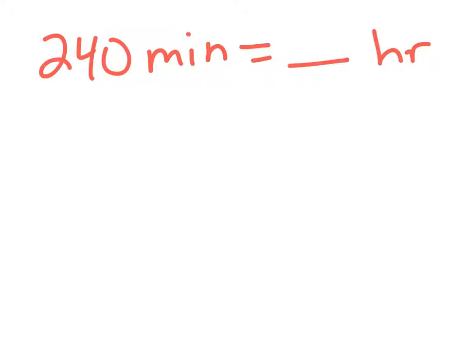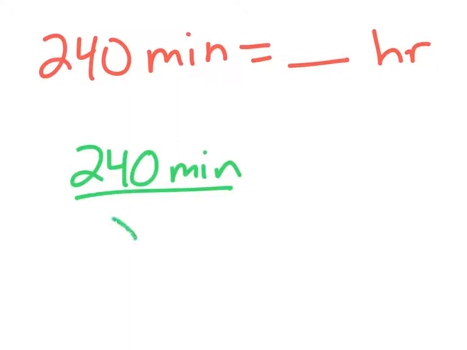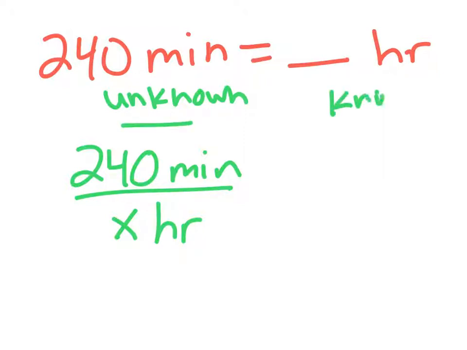Although in our head we know that the answer is 4, let's see how. If I wrote that unknown down first, 240 minutes and X amount of hours is my question. That's my unknown. That's what we've written down here. My known will go on the other side.